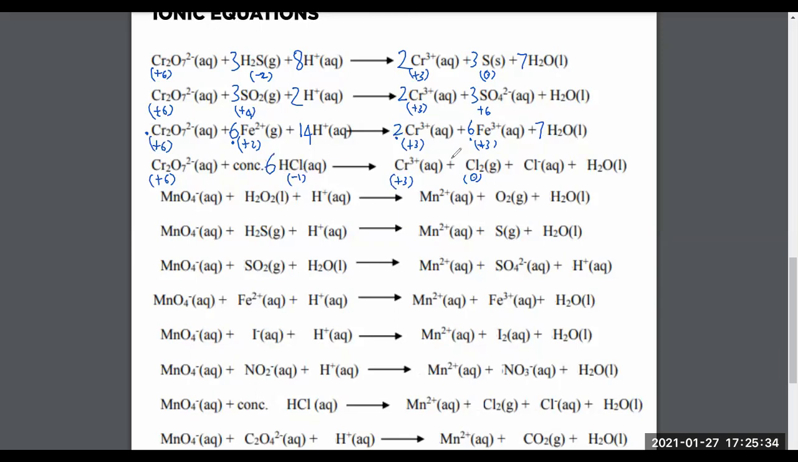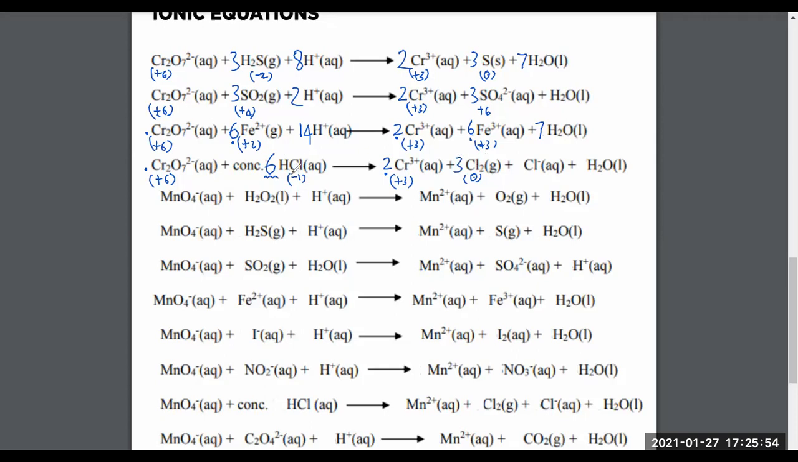Chlorine from -1 to 0, the difference is 1. So I should put a 1 here. This part is settled. Now I'll put a dot, which means it's settled. This is not settled. Wait. Now 2 chromium are there, so I have to put a 2 here, settle it. And with this 6, I should balance this chlorine and I should put a 3 here.